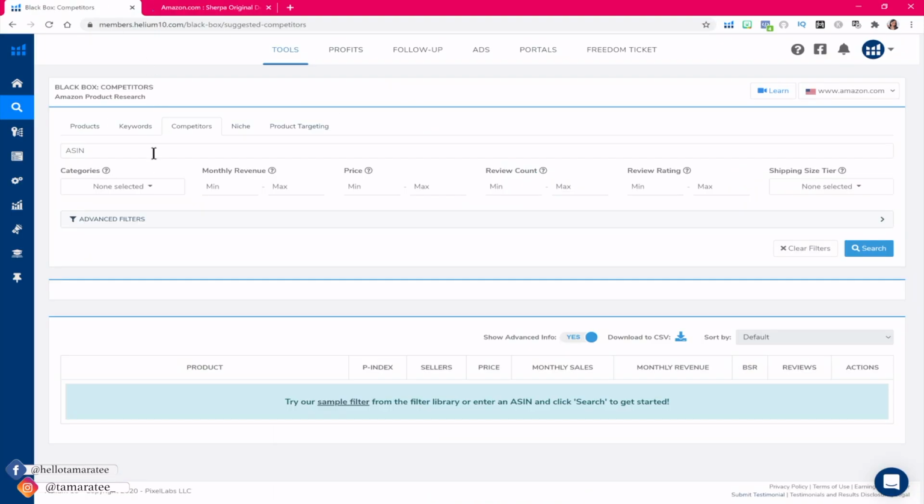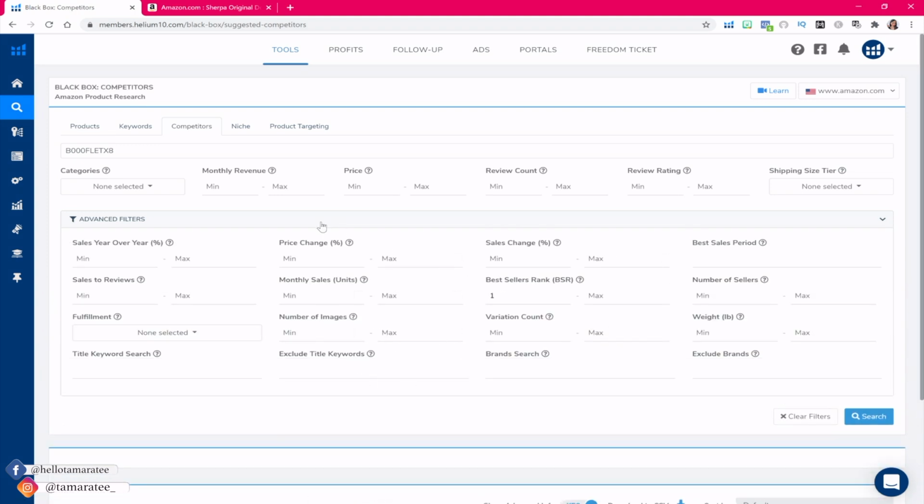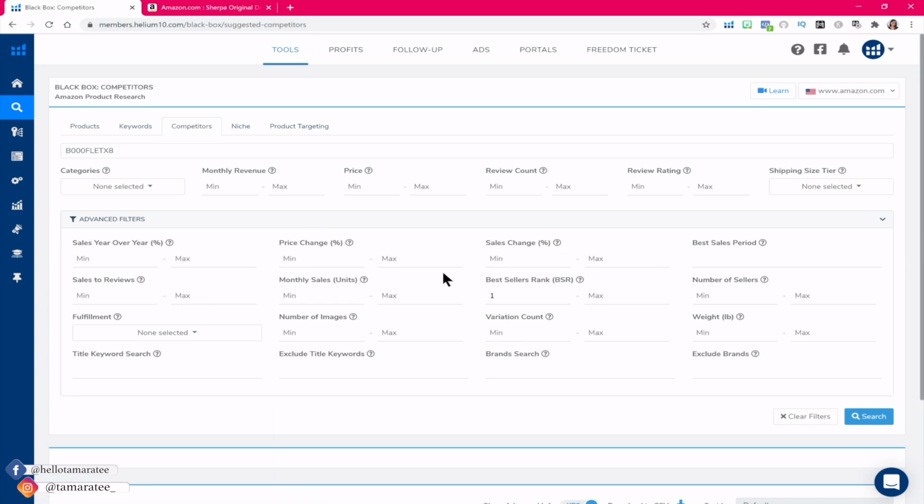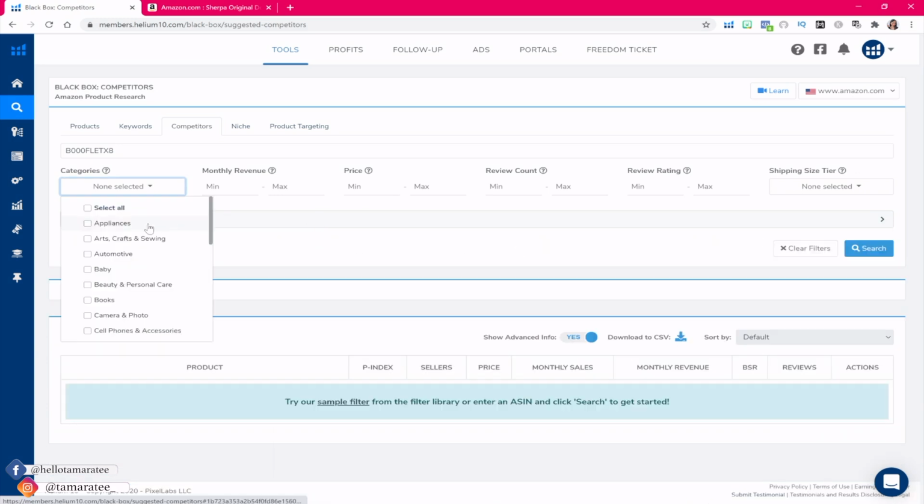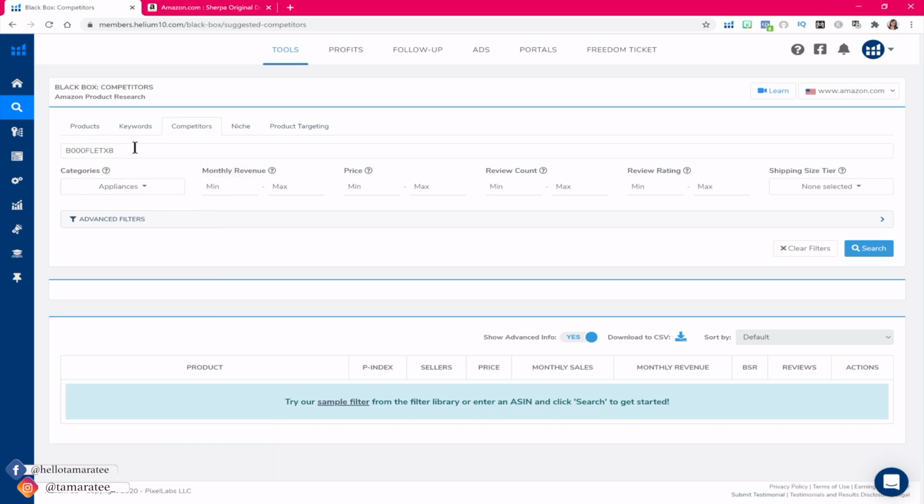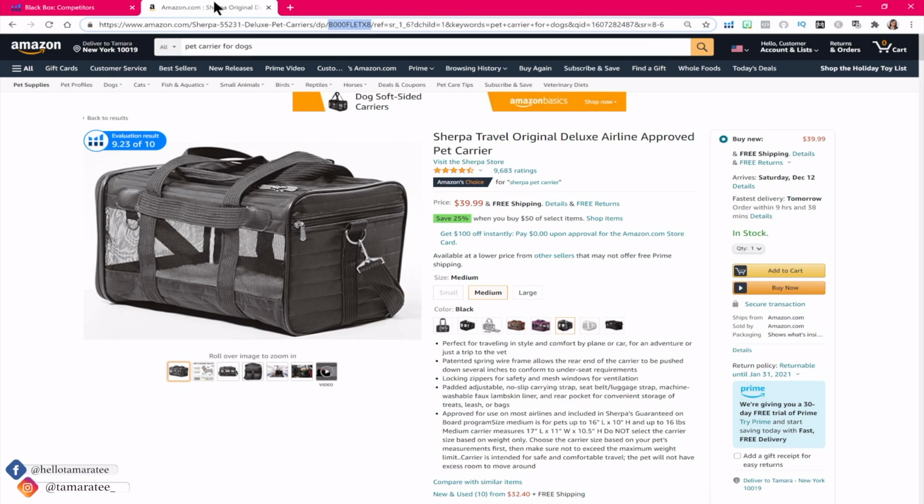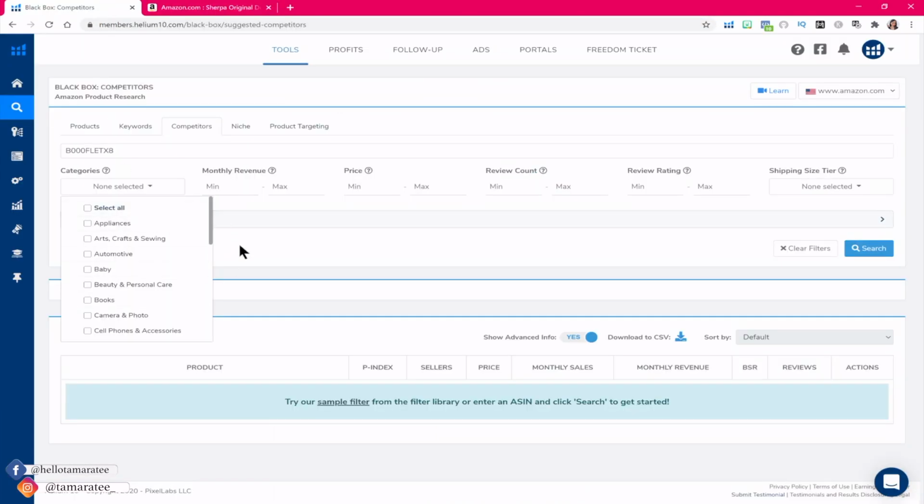Go back here, paste this into ASIN. And again, right here, you want to put in the monthly revenue, price, review count, review rating, and shipping size tier. If you want to use advanced filters, you can as well. But again, remember, the more you fill in, the less products are going to appear. I suggest going through each of these categories one at a time. So if you want to look at appliances, you can click off appliances. But what this is doing is it's going to pull up all of the competitors that are similar to this ASIN. So I don't think appliances is similar to a pet carrier for dogs. So let's just leave this unchecked.